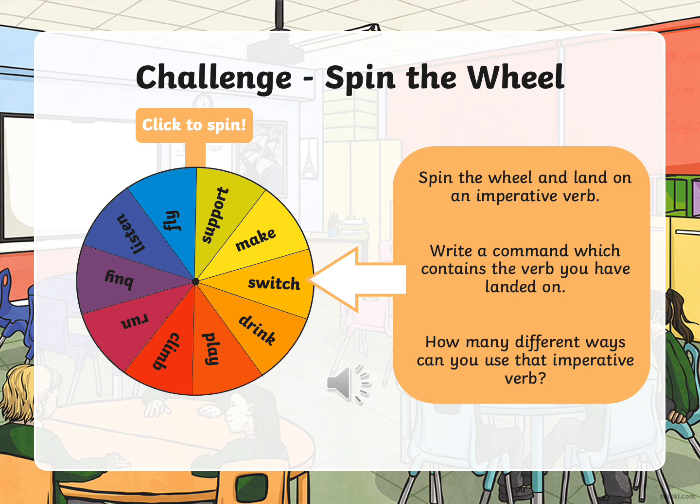Let's have a challenge. Spin the wheel. If you click on the wheel, it will land on an imperative verb. Write a command which contains the verb you have landed on. How many different ways can you use that imperative verb? Please take a picture, share on Edmodo. I want to see who is great with bossy verbs or imperative verbs and giving commands. Remember, your commands should start with a capital letter and end with a full stop.